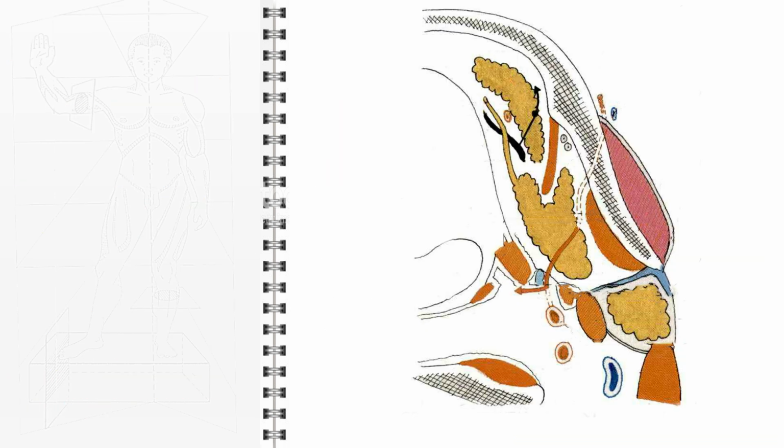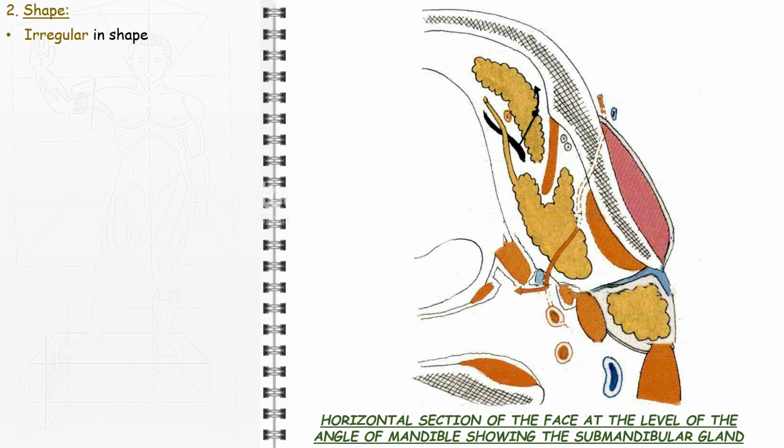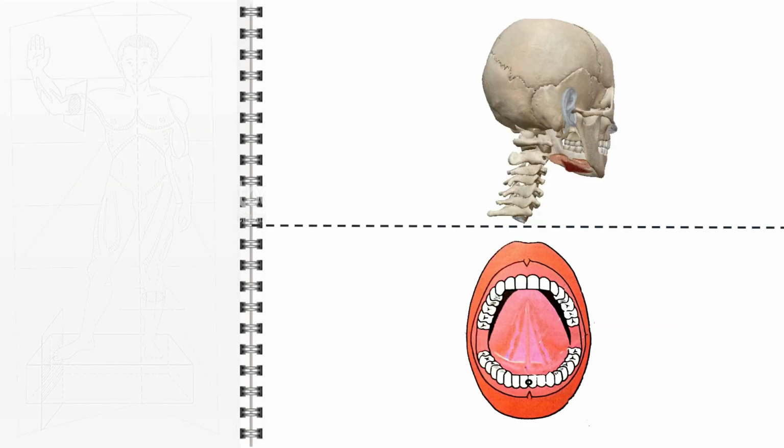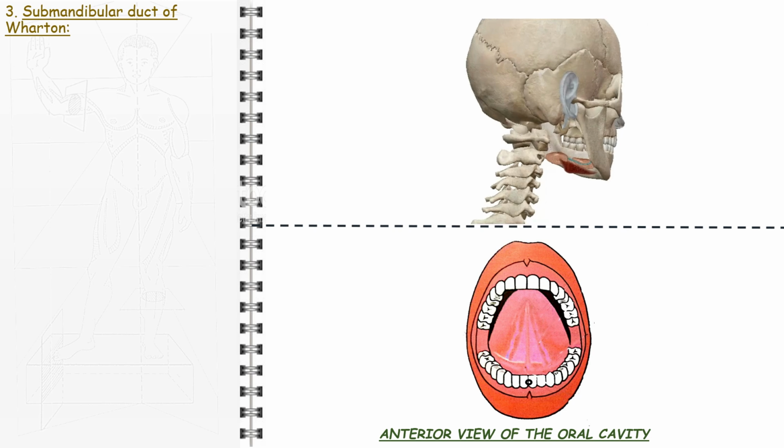The submandibular gland is irregular in shape, weighs 7 grams and is yellowish in color. Two parts of the submandibular gland are distinguished: small deep and large superficial. Its small deep part is where the submandibular duct emerges. The submandibular duct is 5 centimeters long.